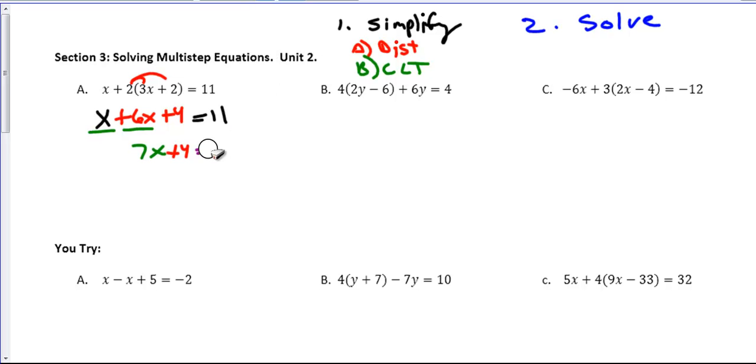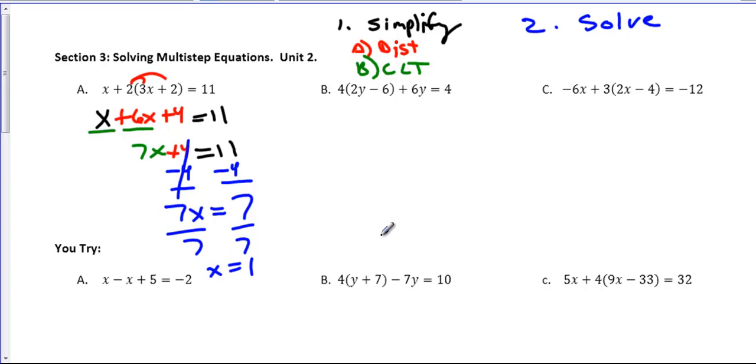Whoops. Wrong color. There we go. And now the last thing I have to do is solve, so I'm going to subtract the 4 from each side. Get 7x equal to 7, divide, and x is equal to 1.